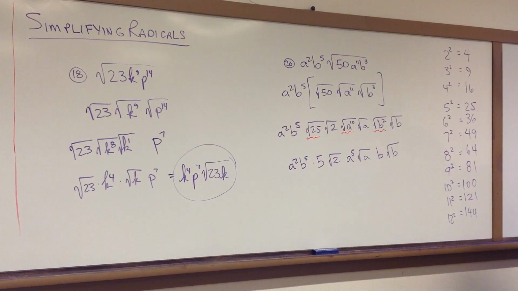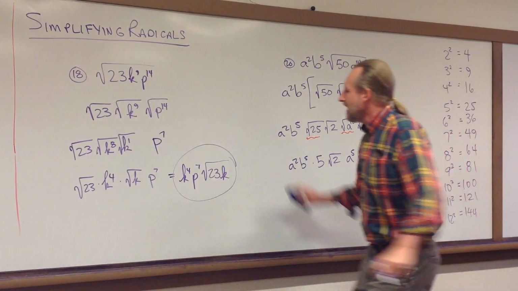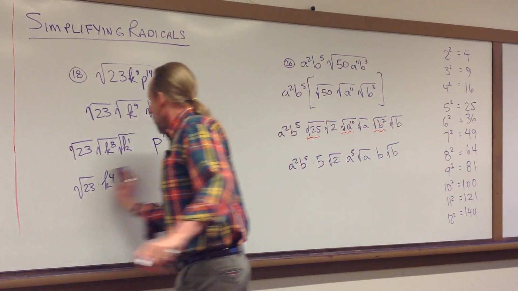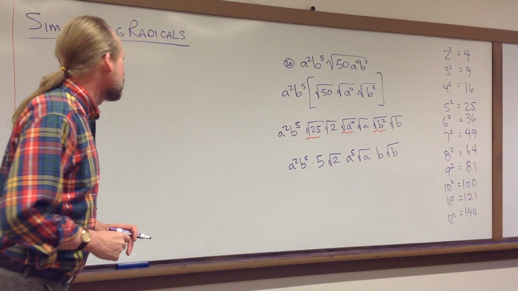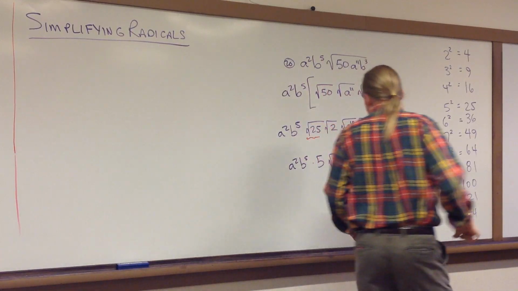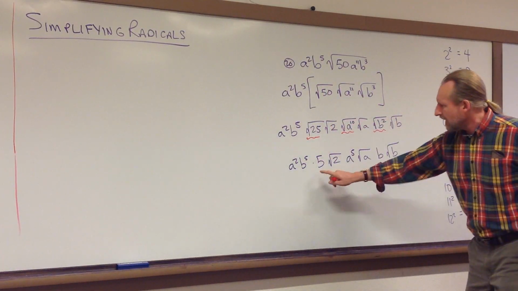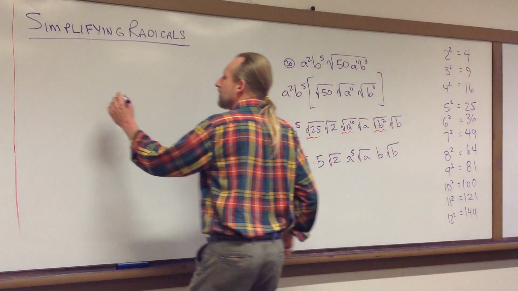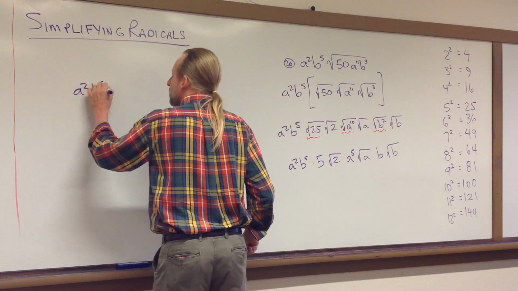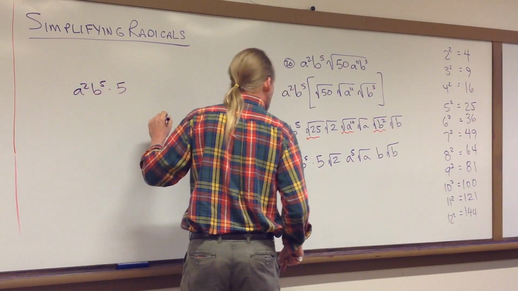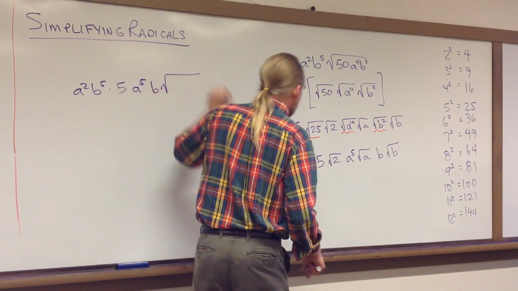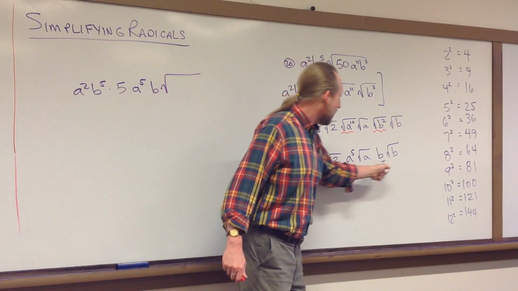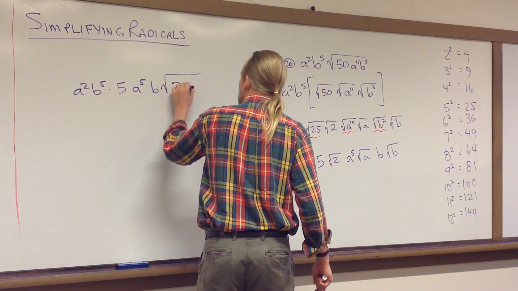Let's see. All right, so we're getting kind of complicated here. So let's try to clean it up so that we can get an answer out of this. So let's take all the pieces that are outside of the square root. So we've got a squared b to the 5th, and then 5, a to the 5th, b. And then inside the square root we'll have 2ab.